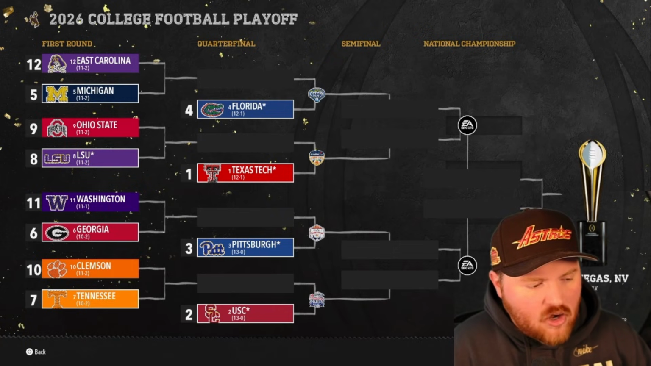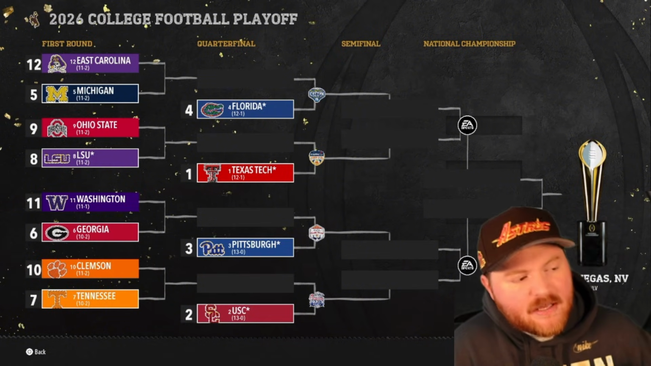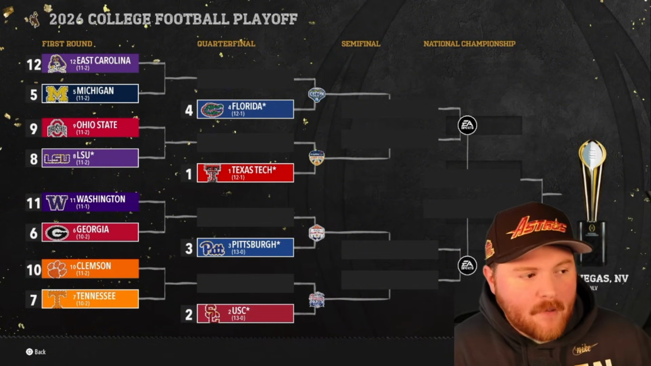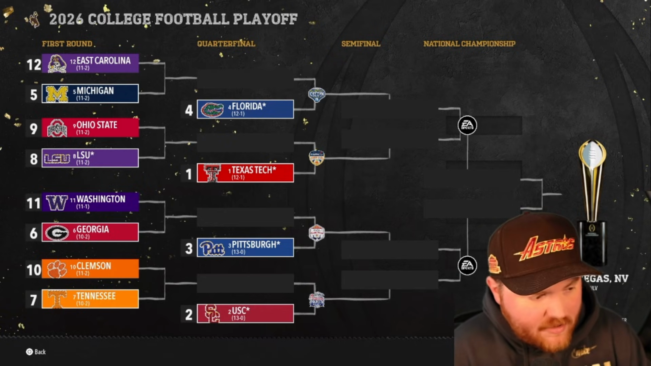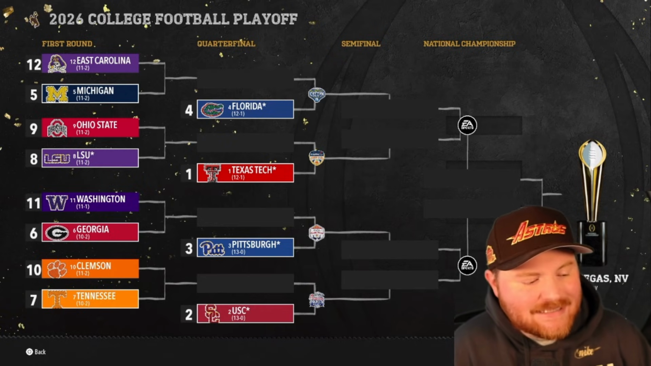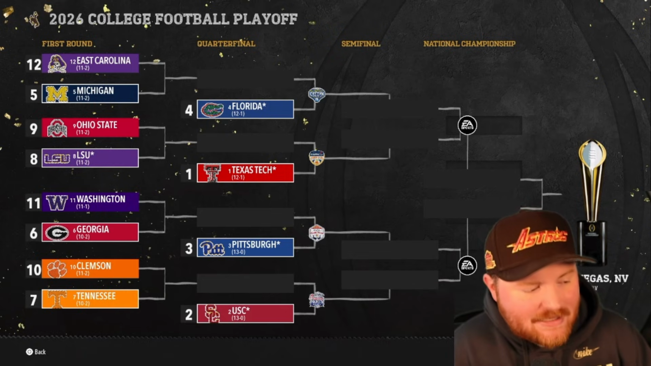USC is from the red and yellow conference. They're undefeated. Pitt is from the blue and yellow conference. They're undefeated. Michigan's from the blue and yellow conference, last year's runner-up. They take on East Carolina, with the winner taking on Florida out of the Orange Conference. The Orange Conference also has Clemson and Tennessee, with the winner taking on USC.